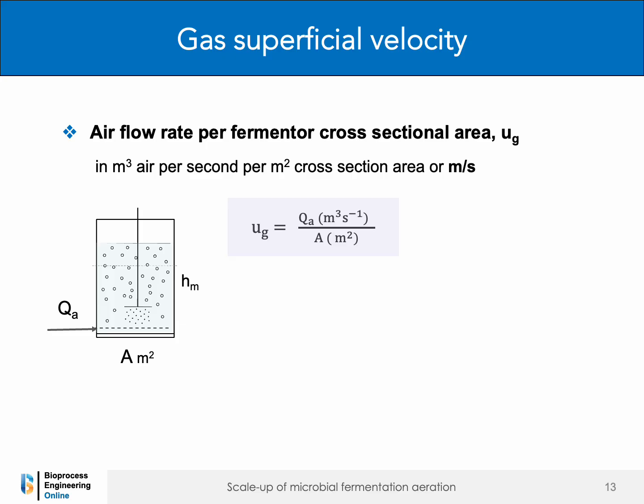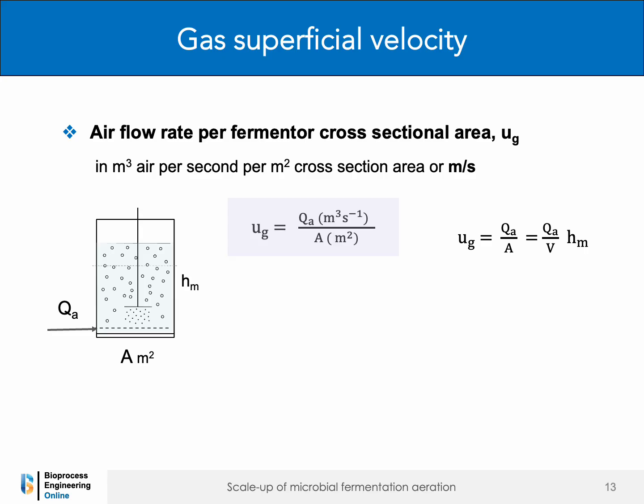In addition to the volumetric airflow rate, the second aeration criteria to consider during scale-up is the gas superficial velocity. The gas superficial velocity, UG, is defined as the airflow rate, Qa, divided by the cross-sectional area of the fermenter, A. It is expressed in cubic meter per square meter per second, which is equivalent to meter per second, or sometimes meter per minute. The superficial gas velocity can be related to the previous volumetric flow rate criteria. UG is the product of the volumetric flow rate Qa over V by the medium height HM in the fermenter.